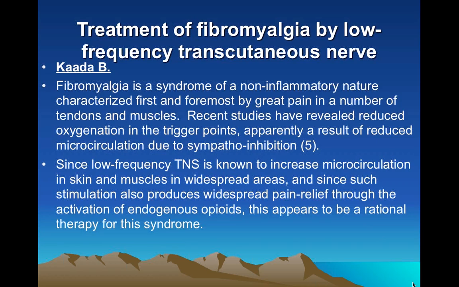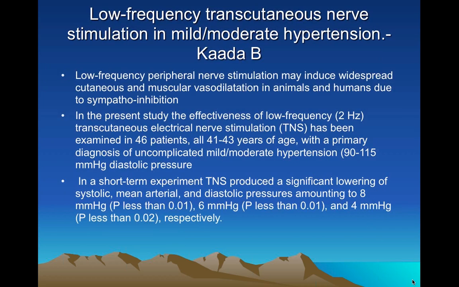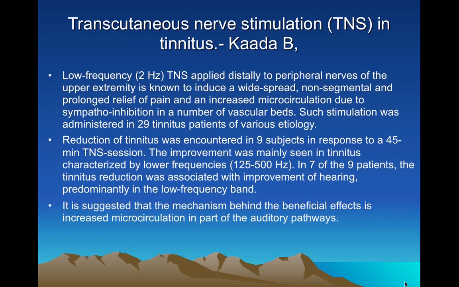And this is a case of fibromyalgia, which is felt to have some type of problem with the microcirculation in the muscles. And once again, it reduced the pain and showed that it improved blood flow. And this is the use of microcurrent in hypertension. And it showed that microcurrent lowered the blood pressure in this group of patients.